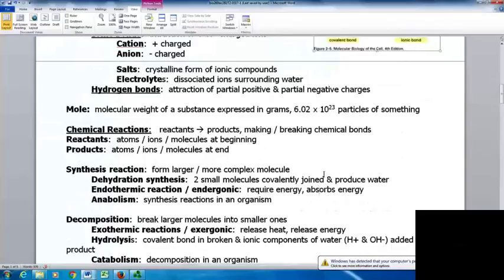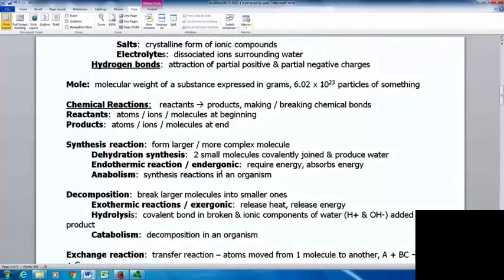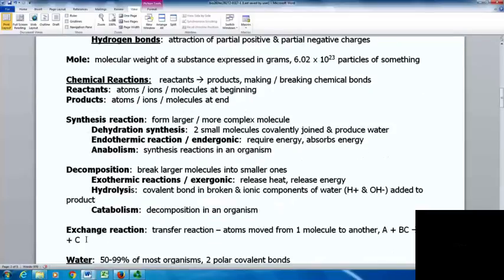In chemical reactions, you have reactants converted into products. It's going to involve making and breaking chemical bonds. Your reactants are the atoms or ions or molecules at the beginning, and the products are the atoms, ions, or molecules at the end. We have different types of reactions. There are many more types of reactions than what we will cover in here, but these are ones common to biology. With a synthesis reaction, these are going to form larger, more complex molecules.